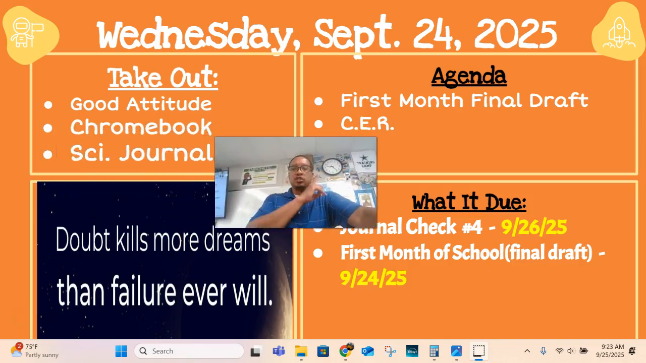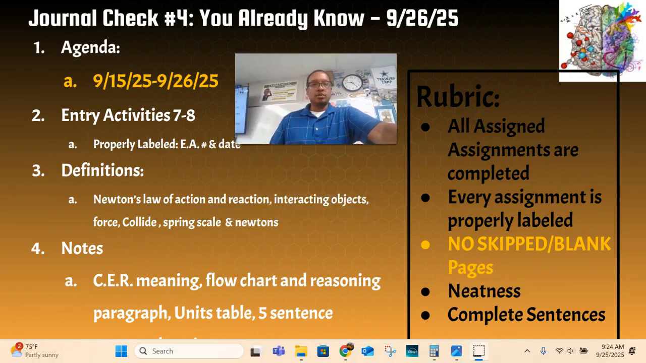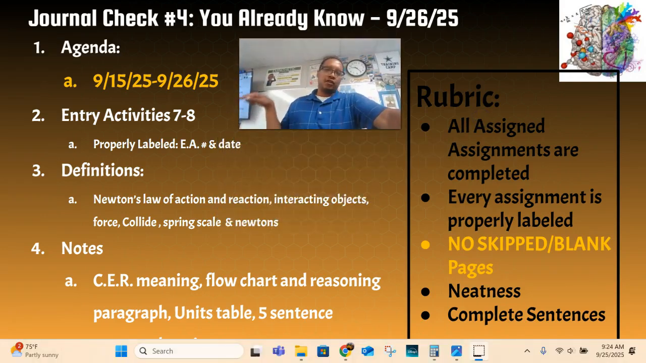Make sure you get this in your agenda, and then we are moving on. So I did want to make sure that you check in your journal. You should have entry activities already 7 and 8, so we already have been through that. You should have your agenda all well, and then we're already working on all of these. You should have Newton's law of action reaction. That's Newton's third law. Interacting objects, force, collide, spring, scale, Newton's. You should have all of those things. So pause the screen and make sure you have all of those things in your journal.